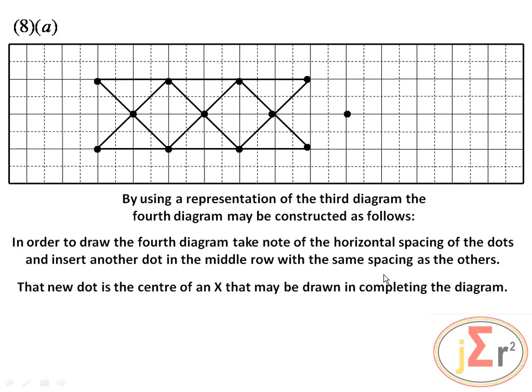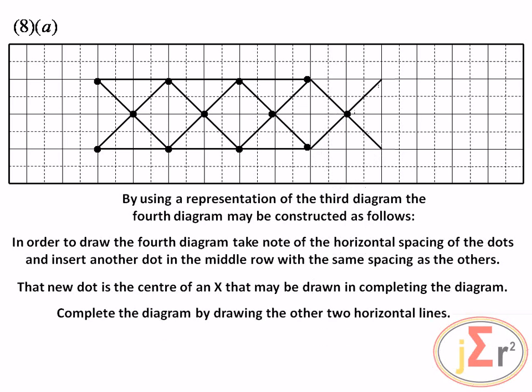The new dot is the center of an X that may be drawn in completing the diagram. There we have it. Complete the diagram by drawing the other 2 horizontal lines. Finally, insert the final dots. There we have it. So that is our 4th diagram in this sequence.